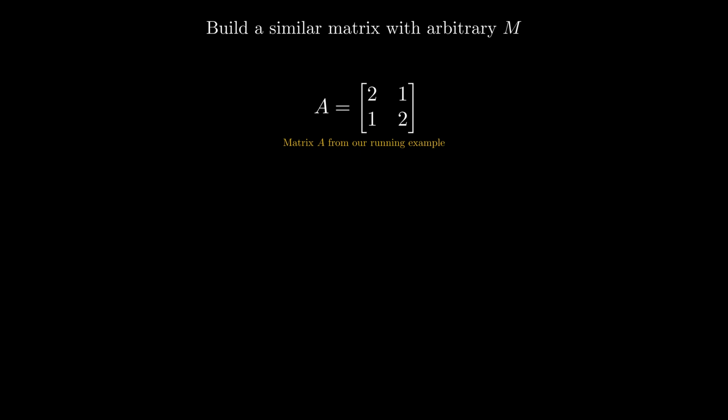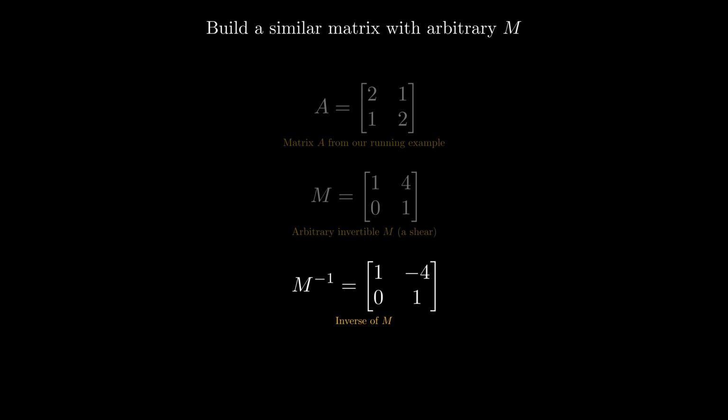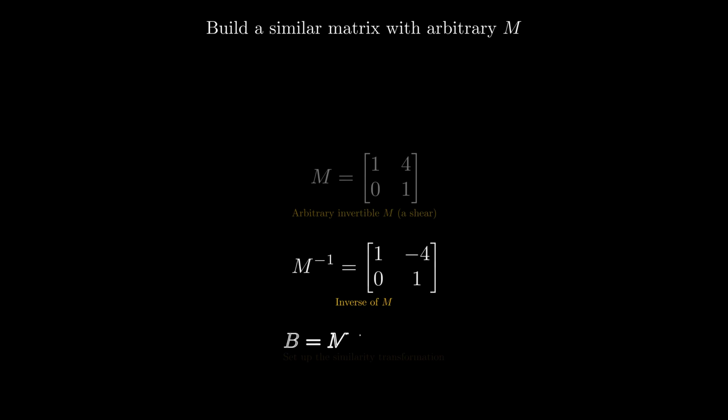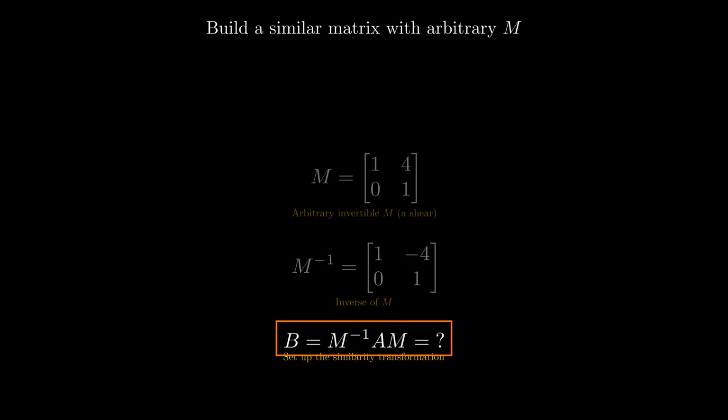Take A equal to the matrix with rows 2, 1, and 1, 2. Now pick M to be the matrix with rows 1, 4, and 0, 1, an upper triangular shear with nothing to do with the eigenvectors of A. Its inverse is the matrix with rows 1, -4, and 0, 1. Now we'll compute B equal to M inverse times A times M and see what comes out. Let's compute this from right to left. First, we'll find A times M, then we'll left multiply by M inverse.